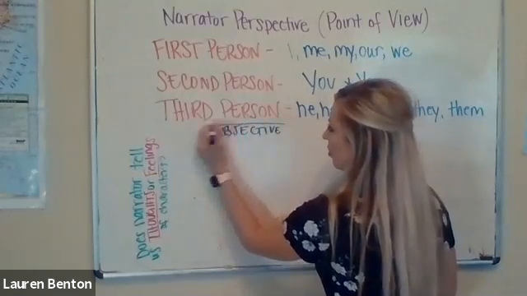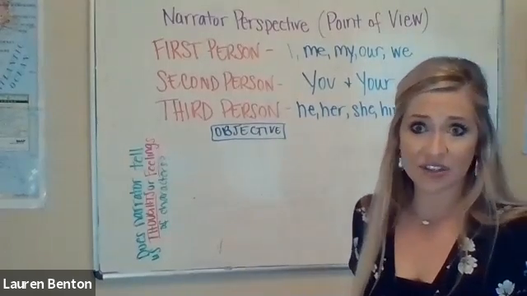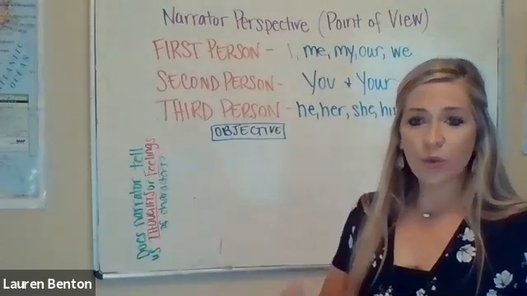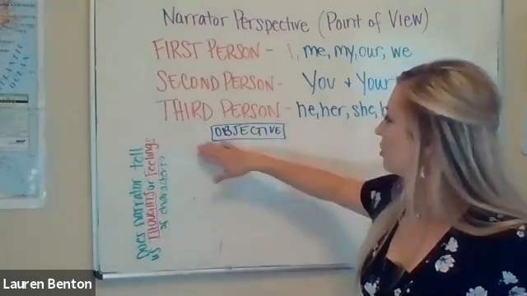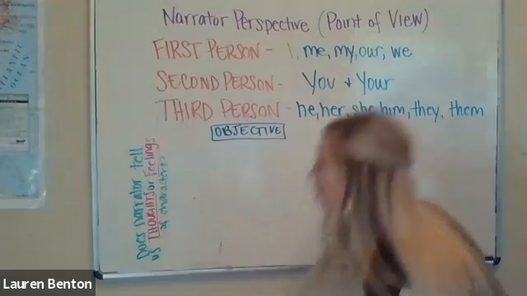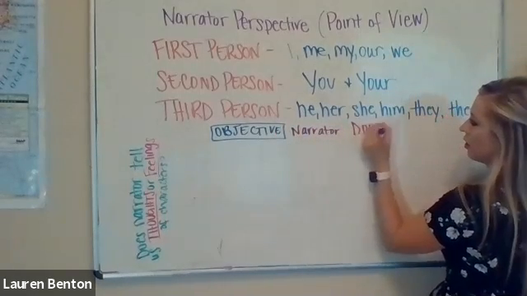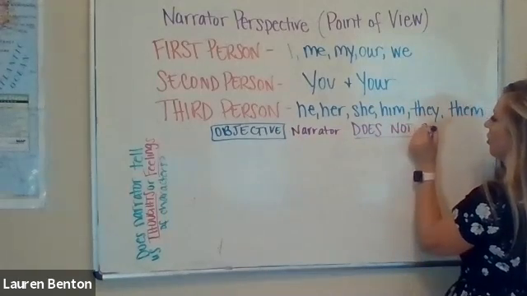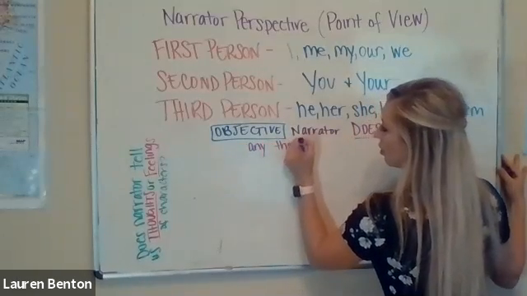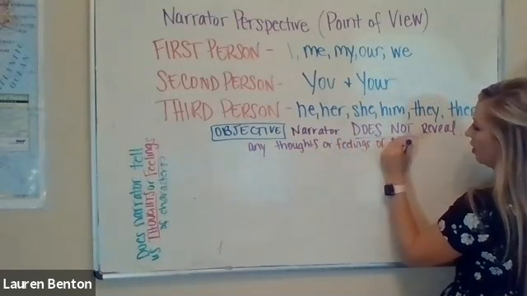Objective is one. The objective perspective is where the narrator just does not show any thoughts or feelings of the characters. They see that Sally walked to the store. It is basically an observation, coming from an objective perspective. So this one, the narrator does not reveal any thoughts or feelings of the characters.